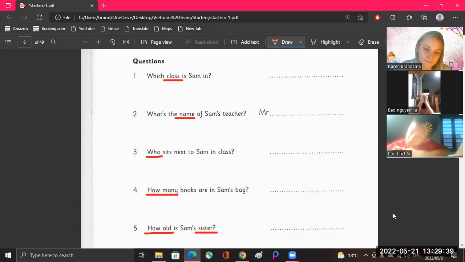Four. And do you have a lot of books in your bag? Yes, I've got 4 books in my bag. Sorry, how many? 4. Yes, that's right. Five. And does your sister go to this school too? No. She's too old for this school. How old is she? She's 16. 16? Yes, and she's great.